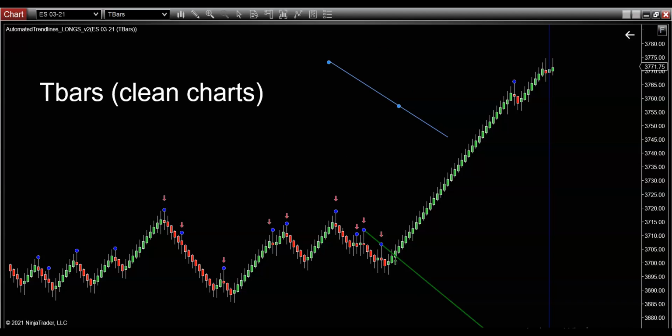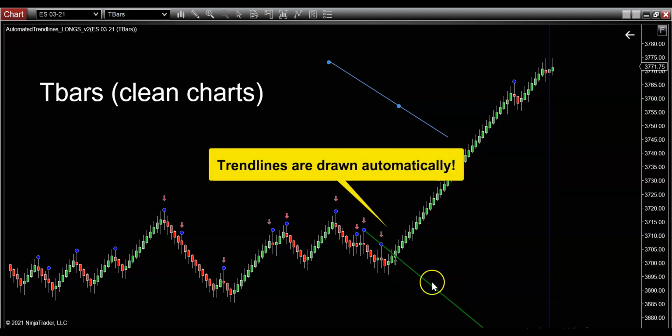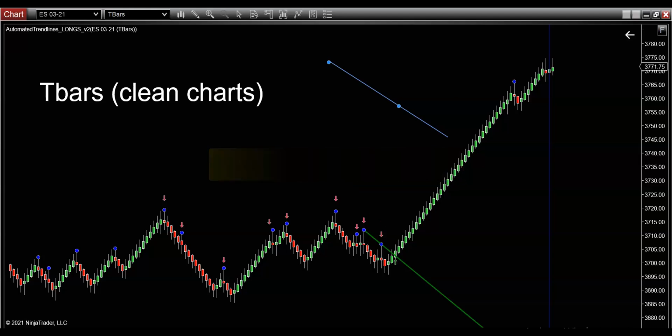Okay, now let's get to the moment of truth here. How do you draw a trend line using these dots? Well, first of all, guys, you don't have to do it by hand. Can you see this green line right here? This was a system drawn trend line. This particular strategy or build, the automated trend lines, is going to draw trend lines for you all the time. And it's going to jump around, right?